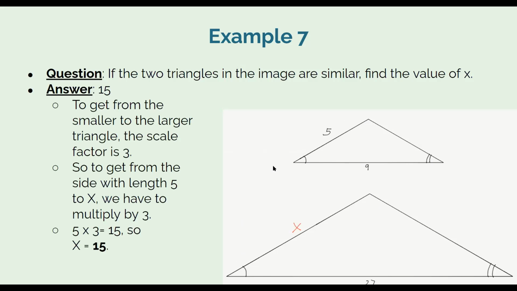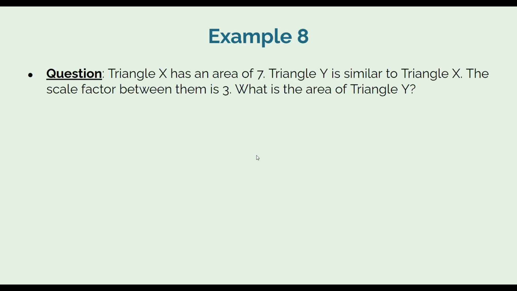Okay, we're going to move to another example. For example 8, triangle X has an area of 7, and triangle Y is similar to triangle X. If the scale factor between them is 3, what is the area of triangle Y? And when I say the scale factor between them is 3, it means that to get from triangle X to triangle Y, the scale factor would be 3.